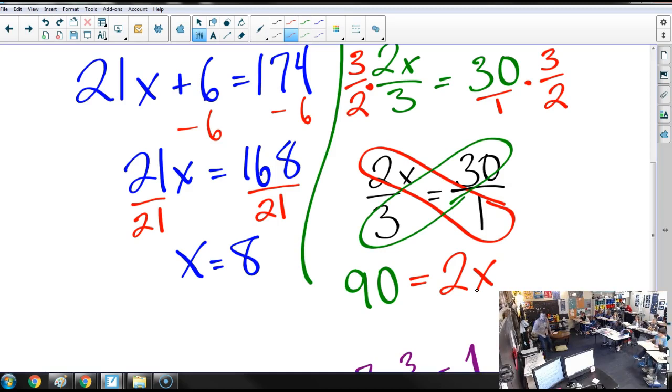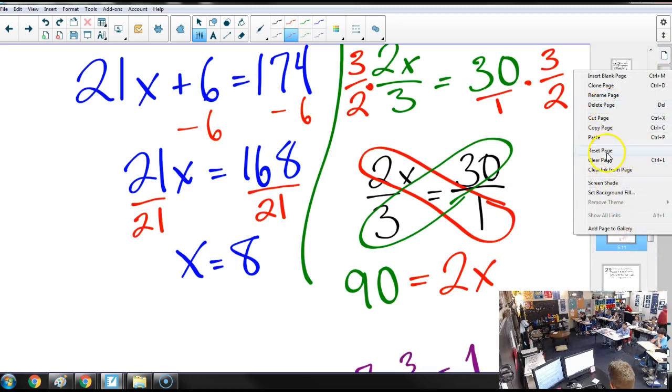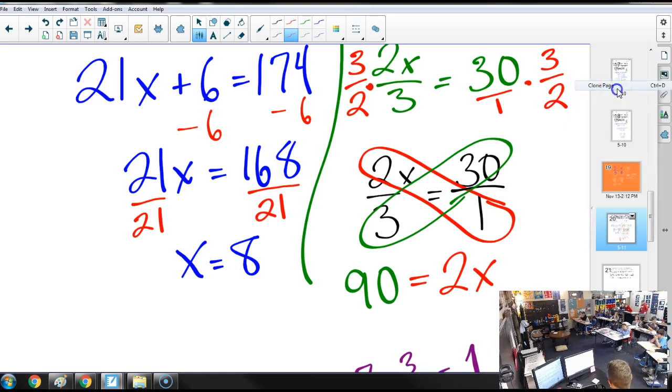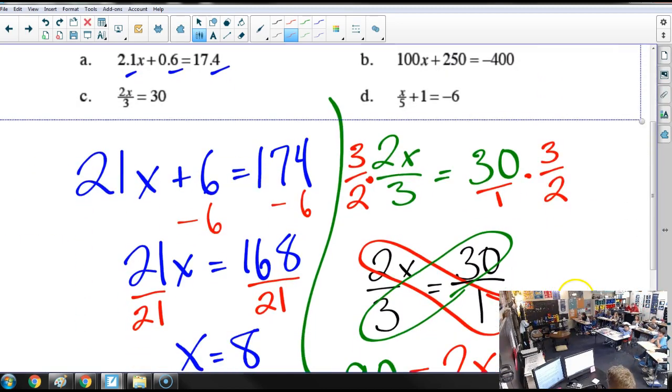This is technically a 2-step process, but you would multiply by 3. And then you would divide by 2x, which isolates x and allows you to get 45. You're done. It's a 2-step process, right?